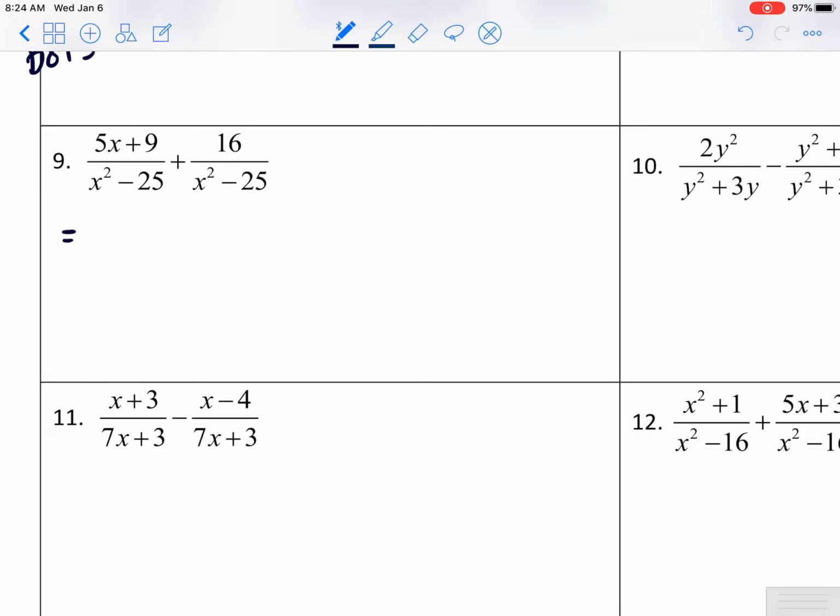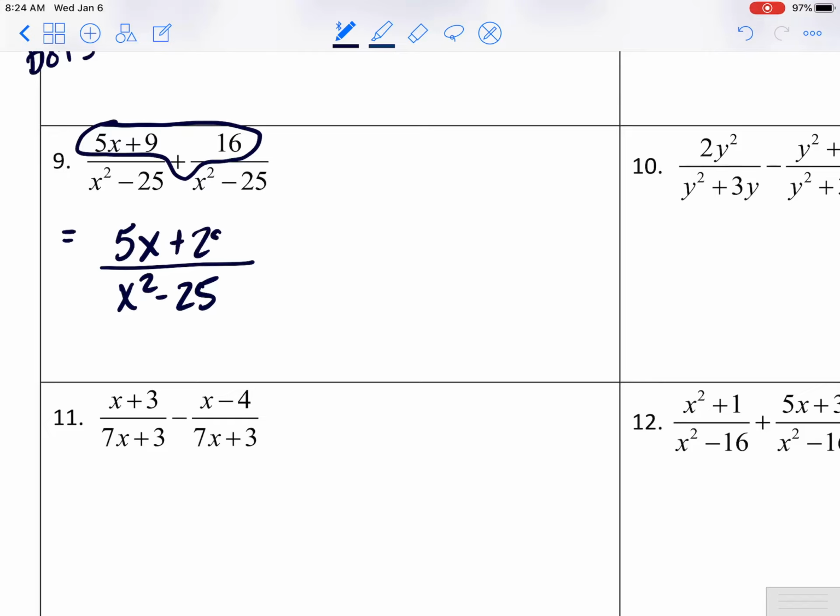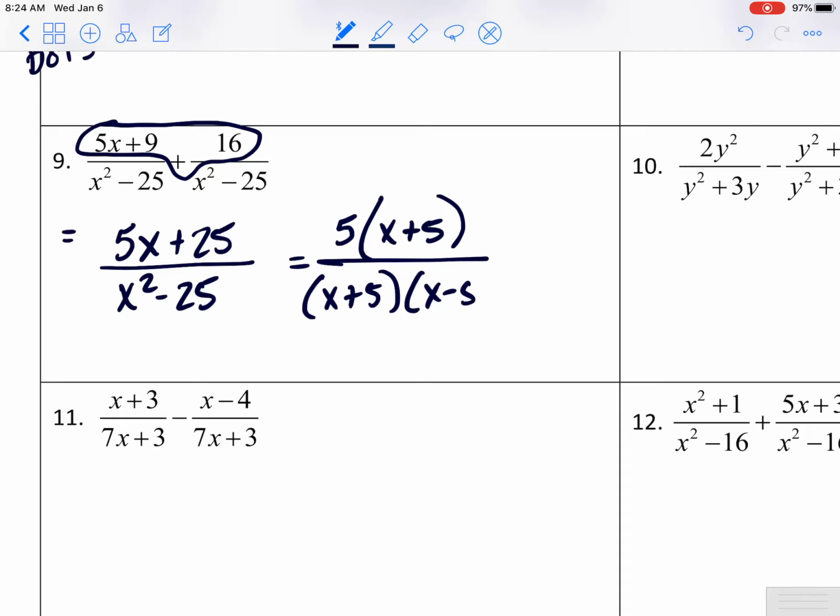All right, number 9. Okay, now the top is an addition, so I'm going to combine my like terms. So 5x, and 9 plus 16 would get me 25. I'm going to factor. So I can take out a 5, which leaves me with x plus 5. Difference of two squares down here. So now I can cancel that top with that bottom. So my final answer would be 5 over x minus 5.